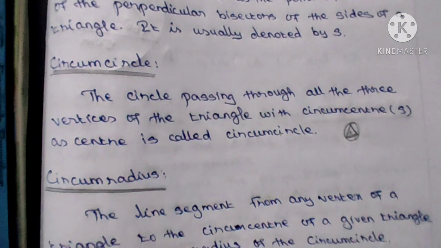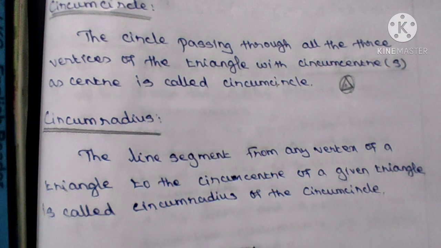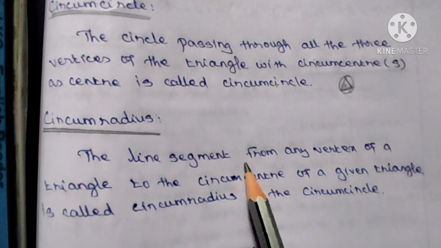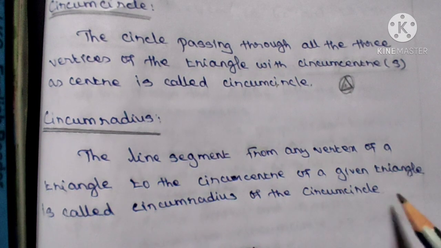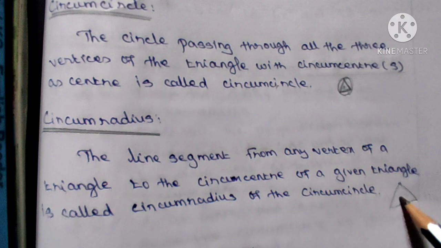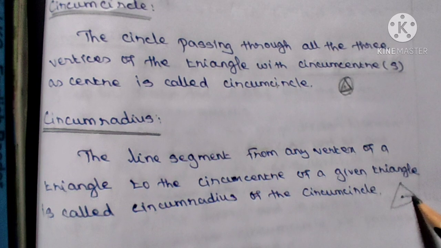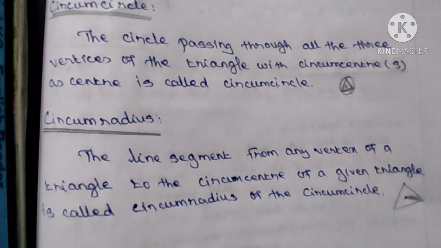Then circumradius definition. The line segment from any vertex of a triangle to the circumcenter of a given triangle is called the circumradius of the circumcircle. Listen. This is the circumcenter. From the circumcenter, take one line segment. So this line segment is the circumradius of the circumcircle.